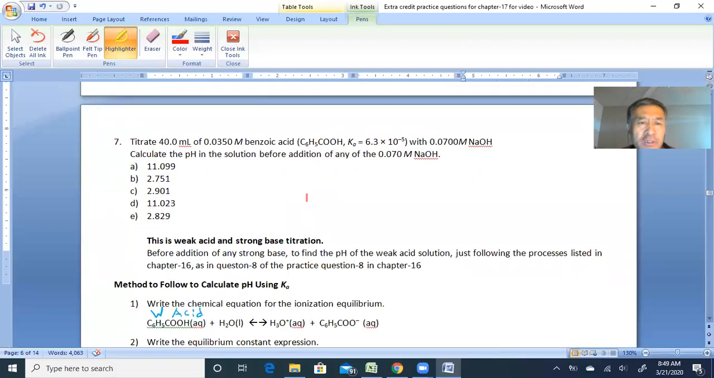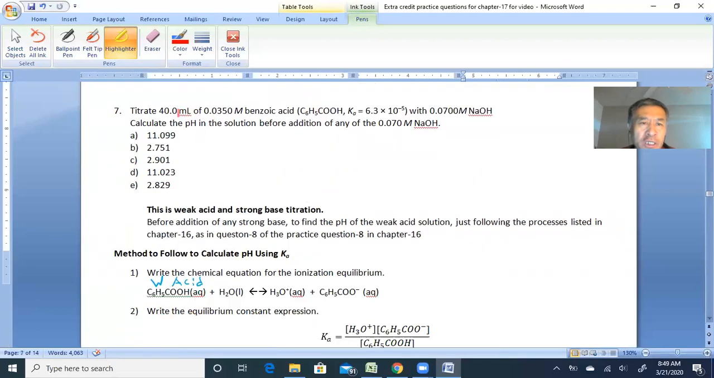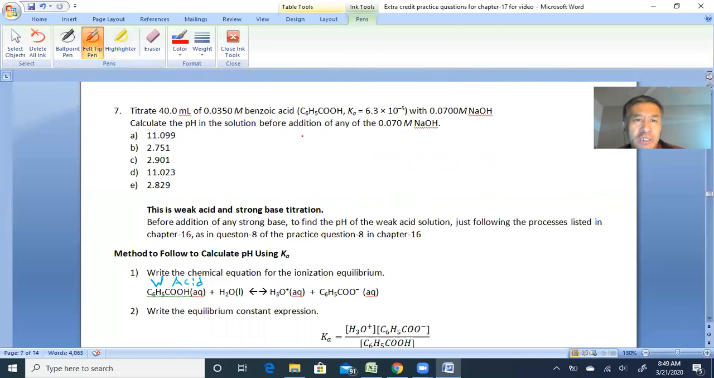Next question: titrate 40.0 milliliter of 0.0350 molar benzoic acid. Benzoic acid is a weak acid, so our problem changes a little bit. So this is a weak acid.